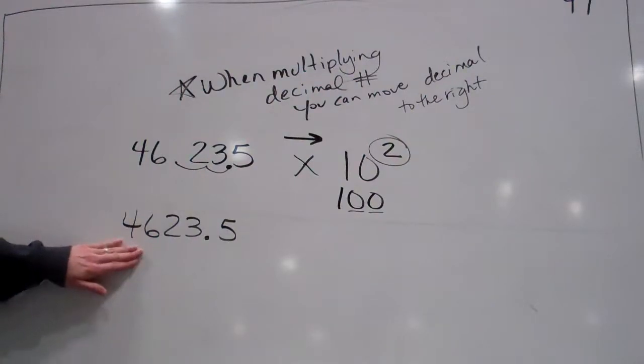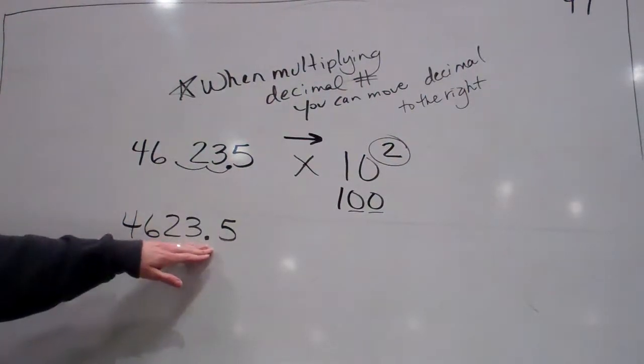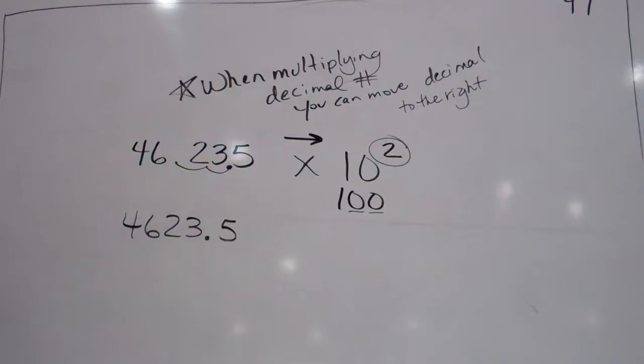So, the new number is 4623 decimal place 5. Okay, does everybody feel like they understand? Try this one.